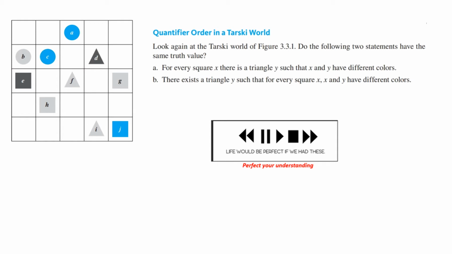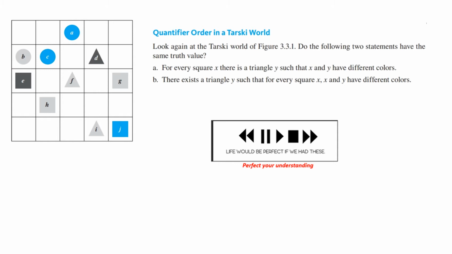You may ask, gee, does it make a difference whether I have for every first or there exists first? And so we're going to explore that here. We're going to again look at Tarski's world, the same picture you've been looking at. Do the following 2 statements have the same truth value? A, for every square x, there is a triangle y such that x and y have different colors. And B, there exists a triangle y such that for every square x, x and y have different colors. Think through this and we'll talk about it in a moment. You know what to do.